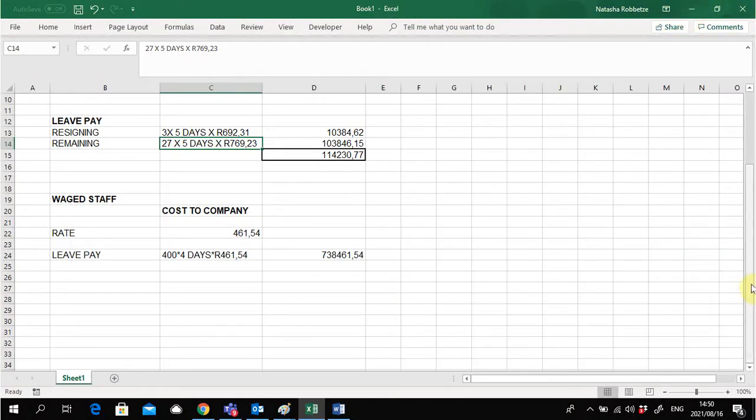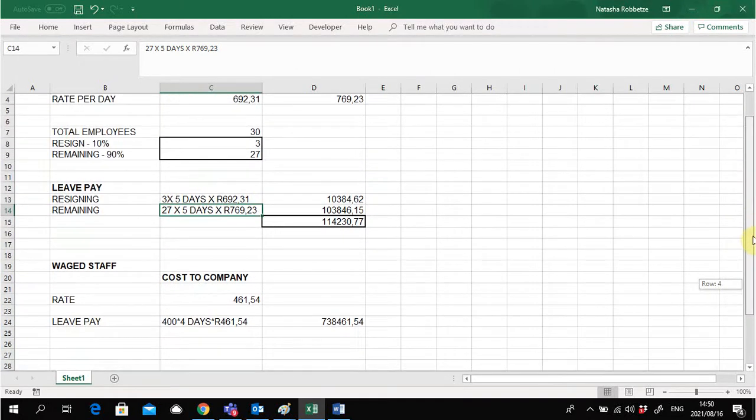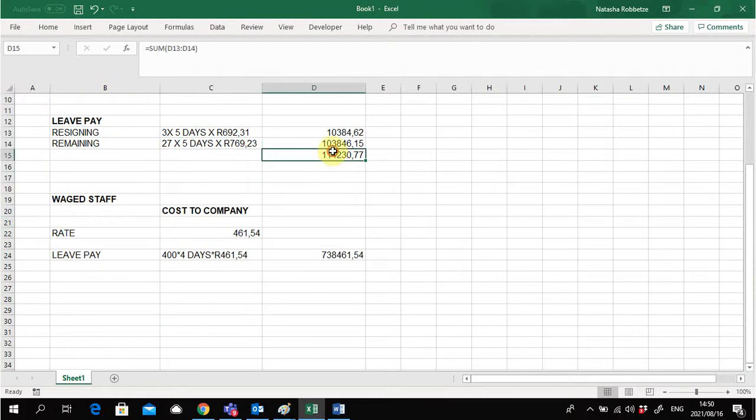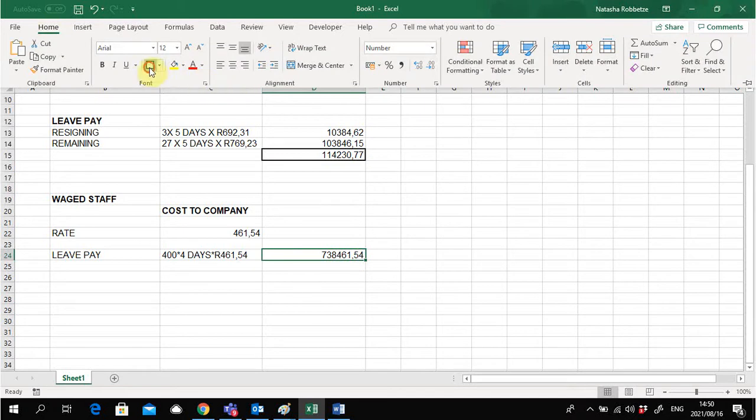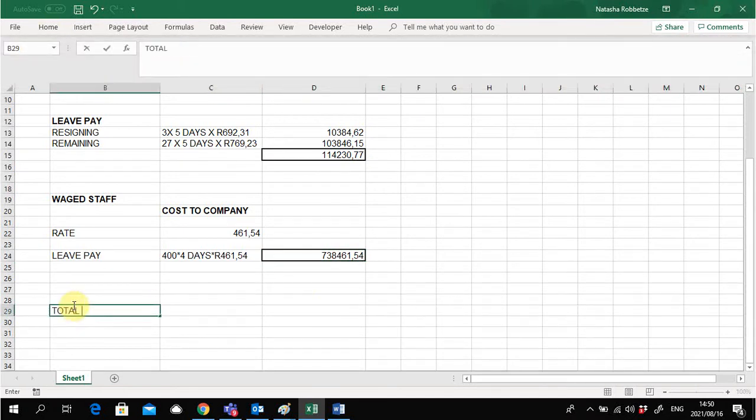In some instances, they might ask you what would be the total provision for leave pay, and it would then be the sum of the salaried staff and the wage staff added together. So the total provision would be these two added up in total. Right, so that was the explanation of the leave pay calculation for Sundry, an introductory type of question so that we can first understand basic principles.